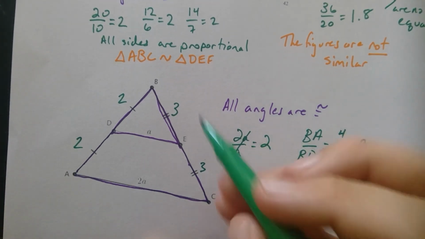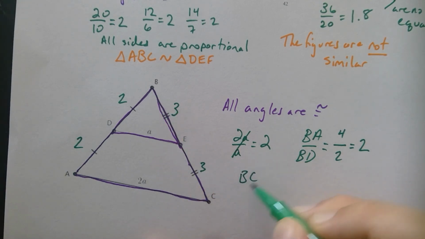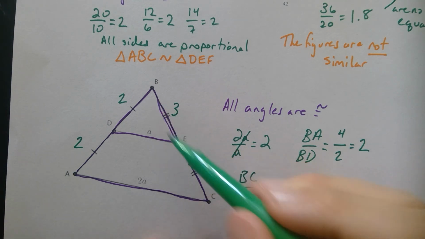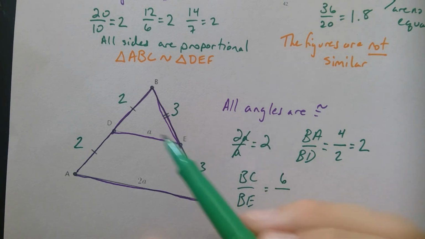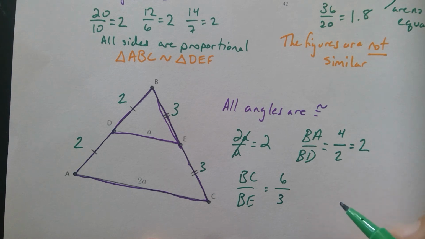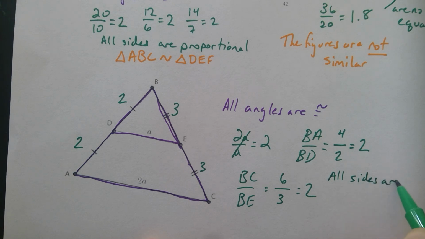Now if we look at BE and BC, so BC over BE, the whole length is going to be 3 plus 3 equals 6. And then BE, just one length, is 3. And so 6 divided by 3 is 2. All our proportions are the same. Okay, so let's say all sides are proportional.